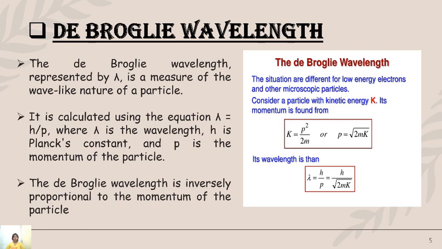The situation is different for low energy electrons and other microscopic particles. Consider a particle with kinetic energy K. Its momentum is found from K is equal to p squared divided by 2m. Its wavelength is lambda is equal to h divided by p is equal to h divided by root 2mK.